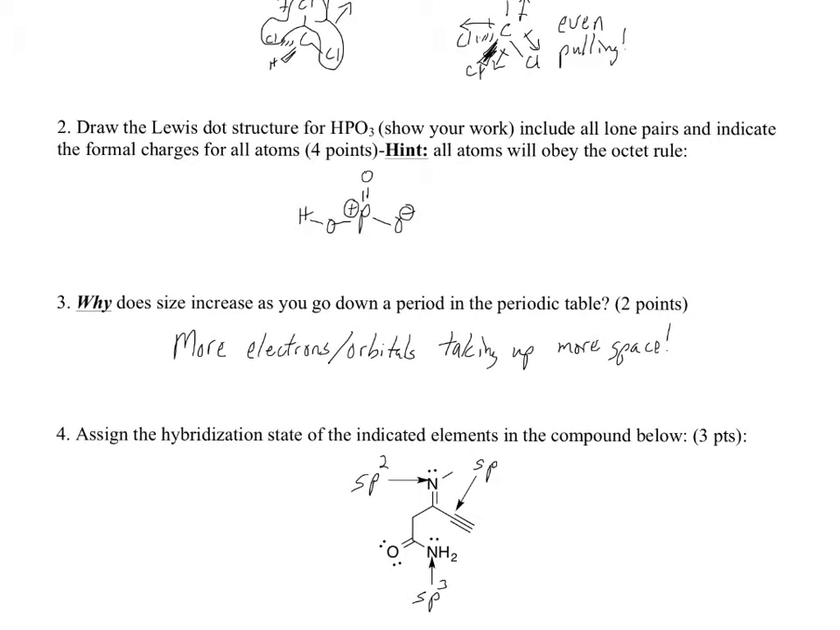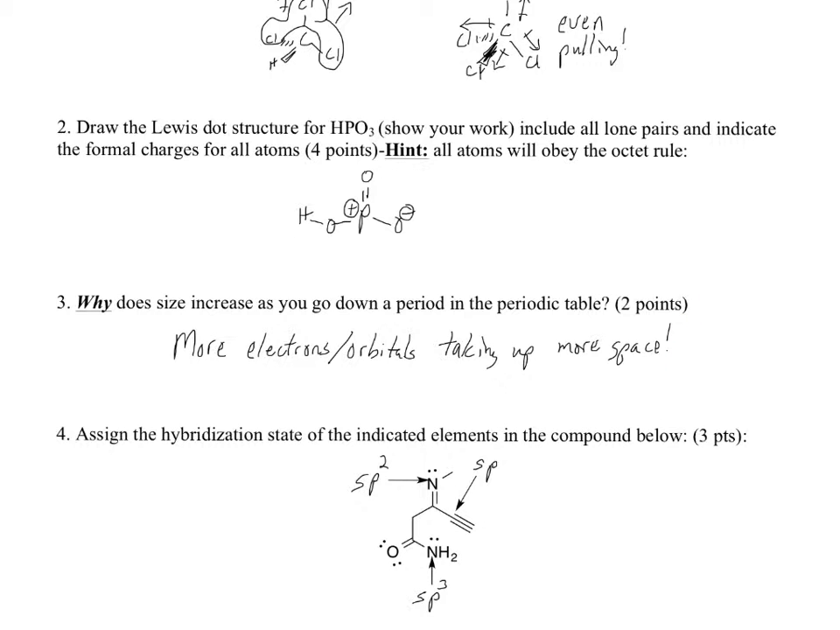Why does size increase as you go down a period in the periodic table? Simply put, more electrons, more orbitals, taking up more space. As you go from fluorine to, say, iodine, it's just getting bigger, with more electrons and more orbitals, so it's going to become a bigger atom.